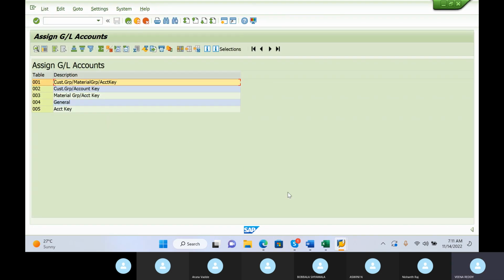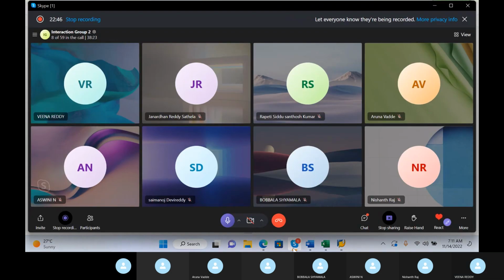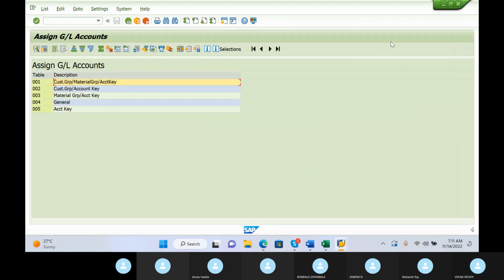As of now, is there any doubt? Okay. Why have they given all these extra tables? Because if you want to add any tables, the SD consultant, if they require, will configure the tables according to their requirement.